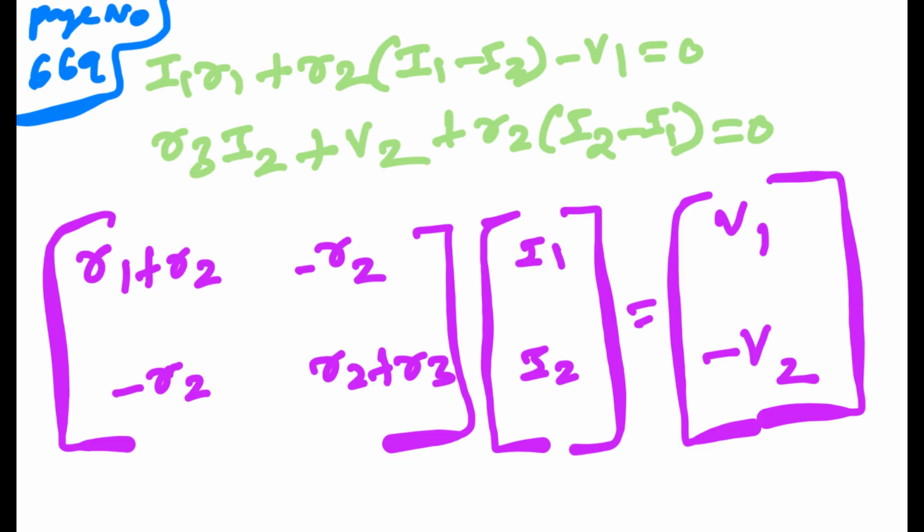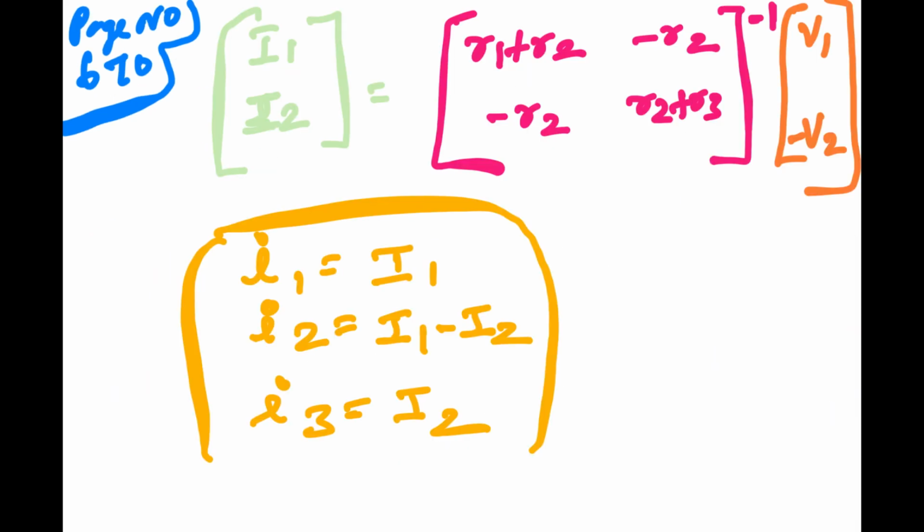From this, we form the matrix: R1 plus R2, minus R2, minus R2, R2 plus R3, into I1 I2, equals V1 and minus V2. From this equation, the I1 I2 matrix is the inverse of the resistance matrix R1 plus R2, minus R2, minus R2, R2 plus R3, into the V1 minus V2 matrix. Small i1 is capital I1, small i2 is I1 minus I2, small i3 is capital I2. That is the important formula for the mesh current method.